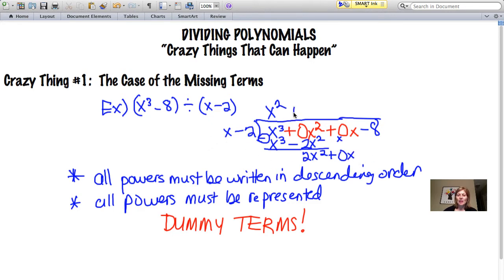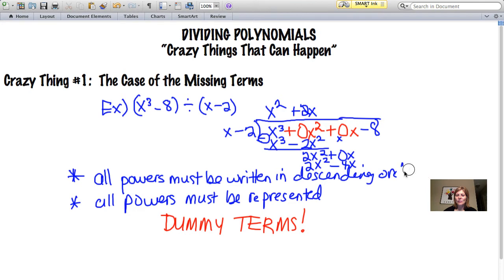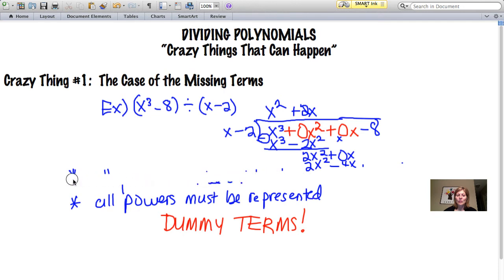x goes into 2x squared 2x times. 2x times x gives me 2x squared. 2x times negative 2 gives me negative 4x. And then I continue on to do the math. So I'm running out of room here, so let's just erase these here. Hopefully you had that in your notes. Okay, let's keep going.